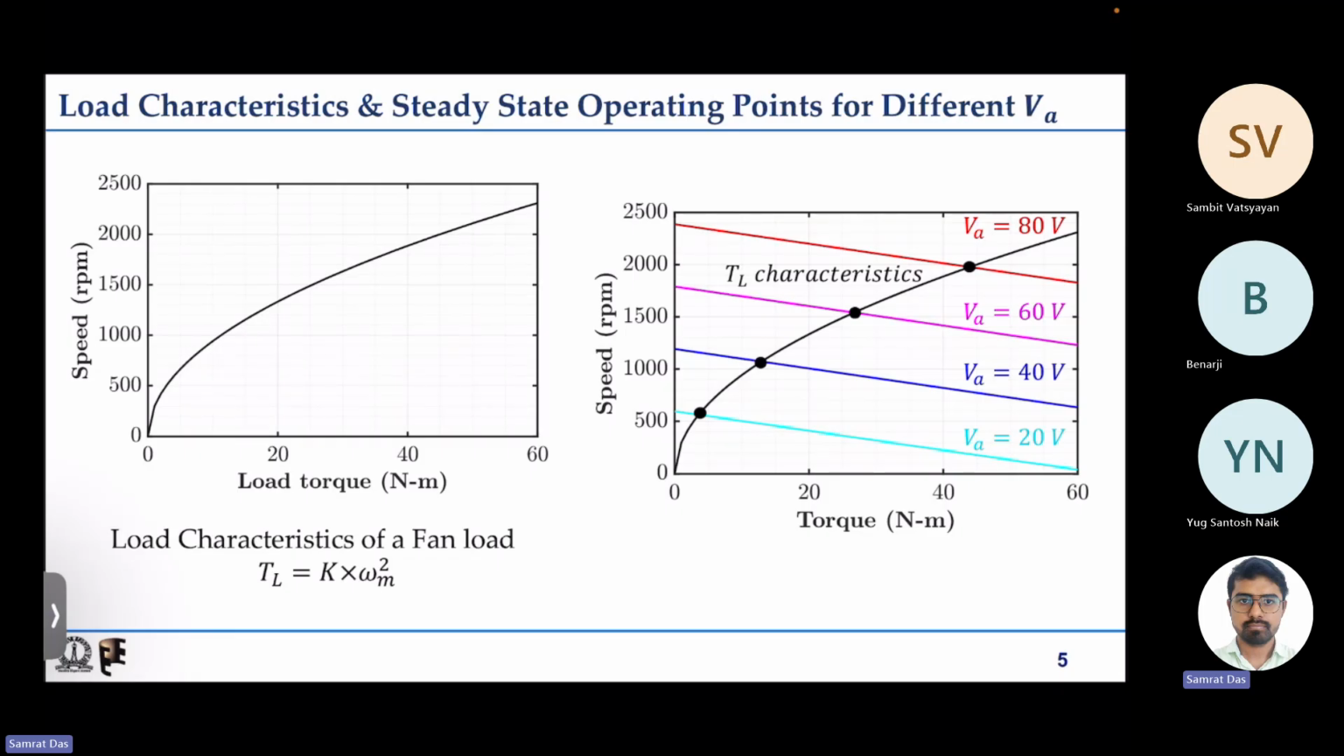We discussed that the steady state model can tell us these steady state operating points reasonably well, but it cannot tell about the dynamic behavior. Suppose we have been applying 80 volt, and the motor is operating at this point, at this speed and at this torque. Then what happens if we suddenly reduce the voltage to 40 volt? We know the steady state model tells us that it will come back to this point, but it does not tell us what trajectory it takes, or how the operating point shifts from point 1 to point 2.